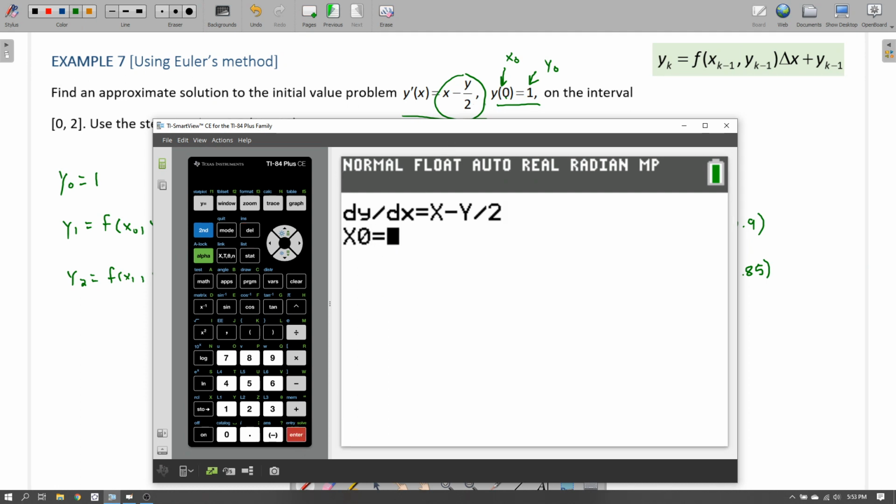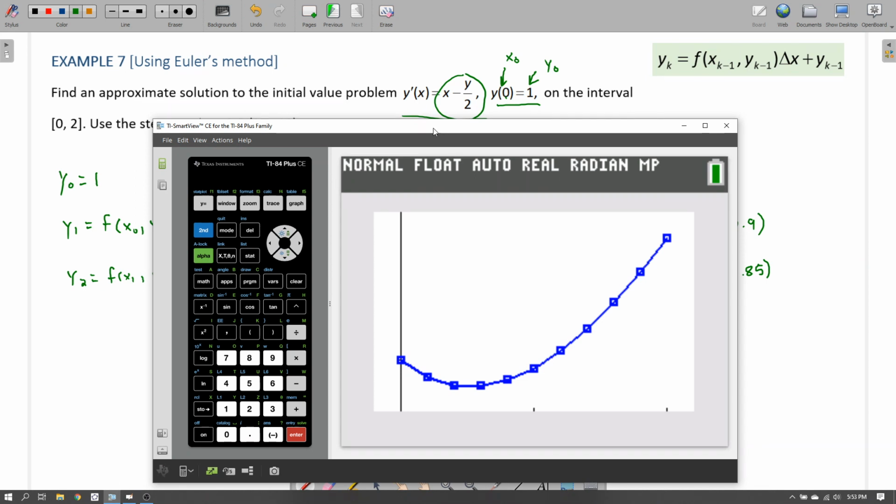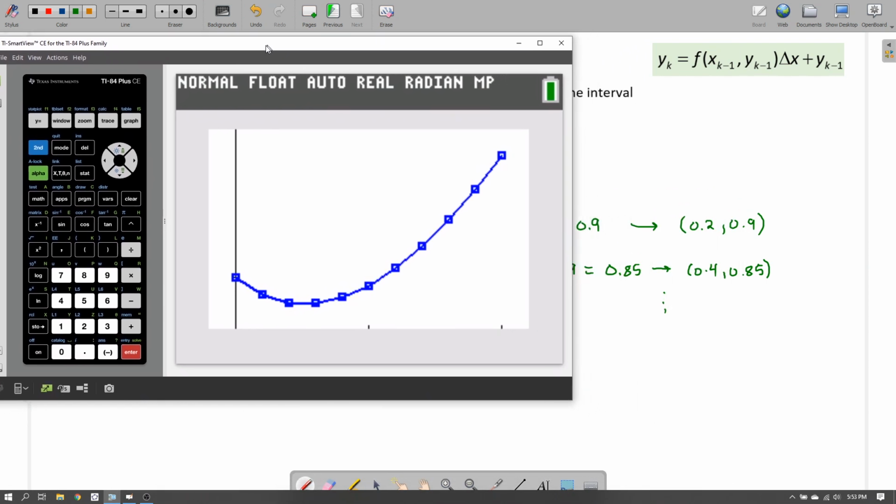X naught is the initial x value, which was 0 for us. The initial y value was 1, right? These are coming directly from this point here. And then delta x is 0.2. And then how many segments do we want? We wanted 10. And then it graphs it. It finds all of them for us, and it graphs them.